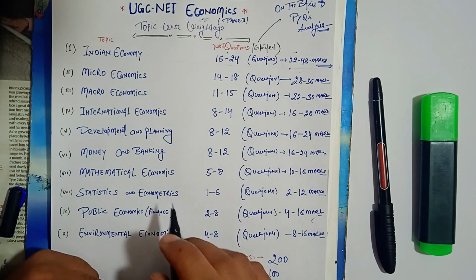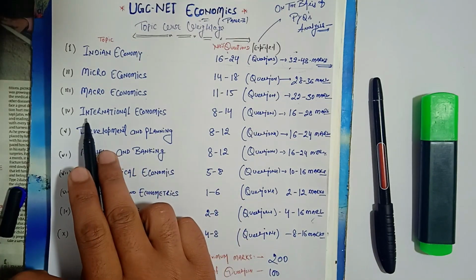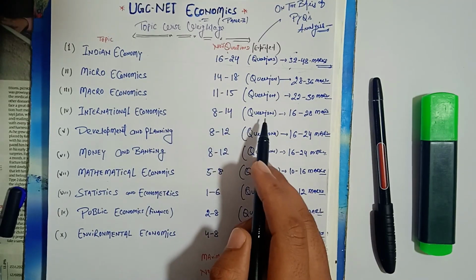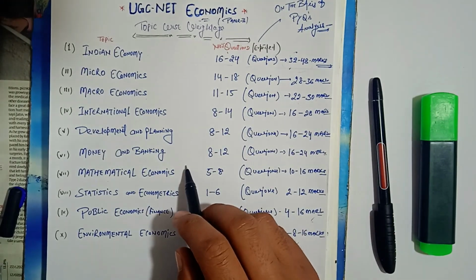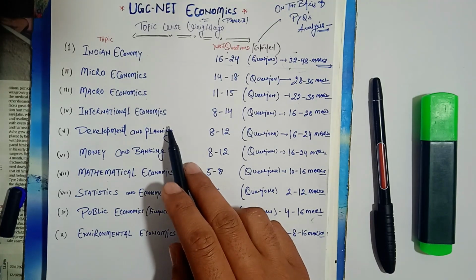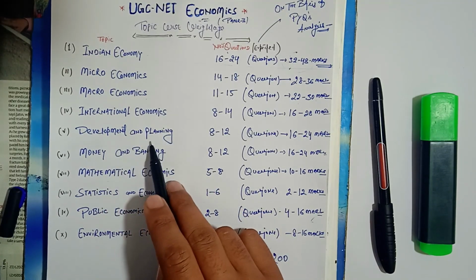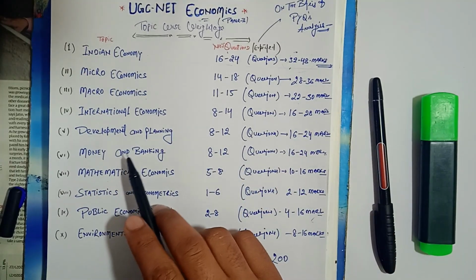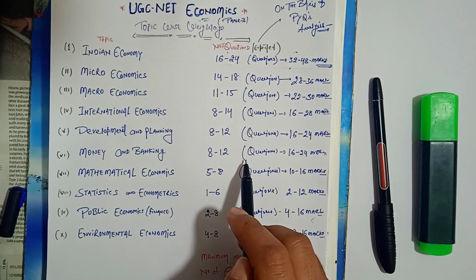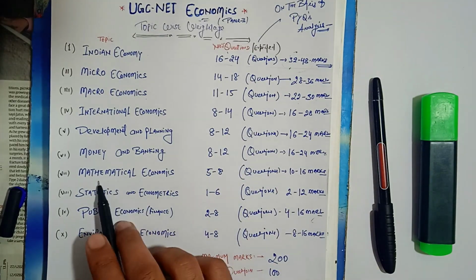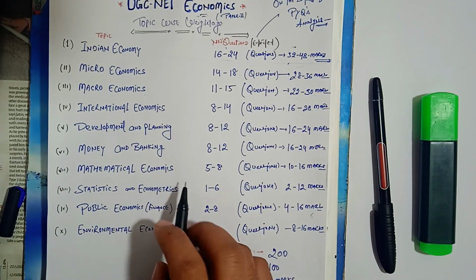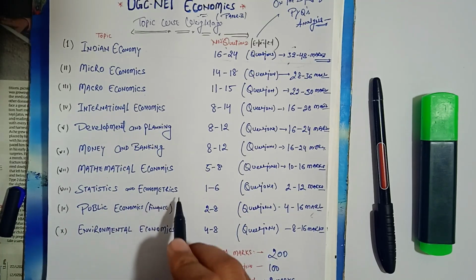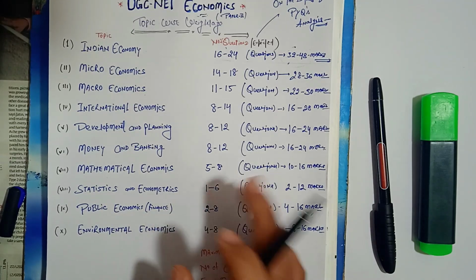Now let's move forward. Our next topic is international economics. 8 to 14 questions are expected, or 16 to 28 marks. Then development and planning has 8 to 12 questions, 16 to 24 marks. Then money and banking, 8 to 12 questions. The next section is mathematical economics, with 5 to 8 questions. Then statistics and econometrics, with 1 to 6 questions.